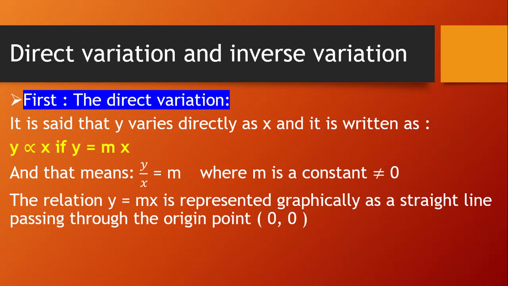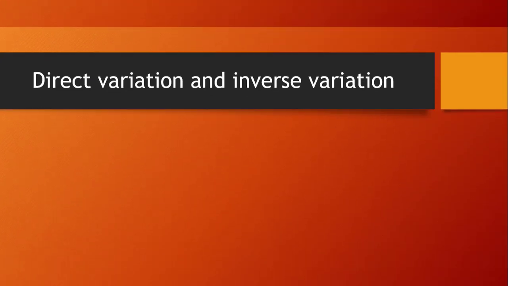This relation, y equals mx, we studied before in Unit 1 how to represent. We say that if y equals constant times x, the relation will be a straight line passing through the origin point, which is 0 and 0. So the direct variation relation is represented graphically as a straight line passing through the origin point, which is 0 and 0.